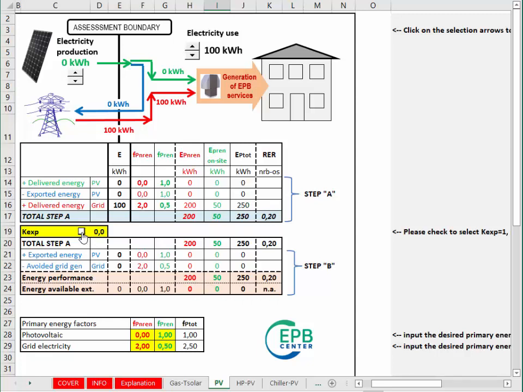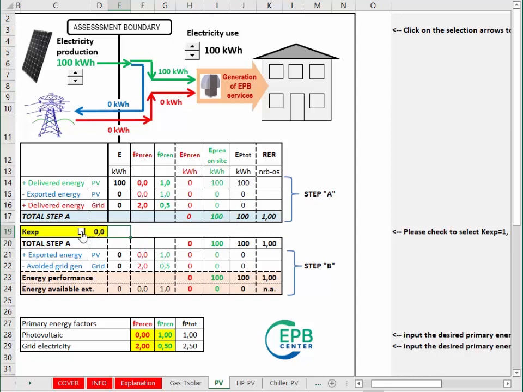Even if I change the K exported from 0 to 1 or 1 to 0, nothing changes in the energy performance. Now let's increase the PV production. As soon as the PV production is increased, the contribution by the grid is decreasing, and the renewable energy factor is increasing because grid electricity is replaced by PV electricity, up to the point where the PV production is providing exactly the electricity required by the building and no more electricity is taken by the grid. In this condition, obviously the renewable energy factor is 1.